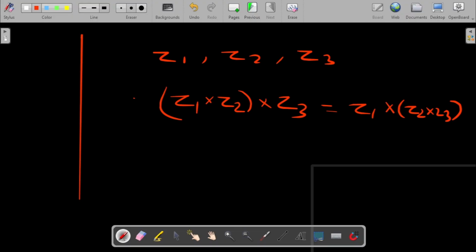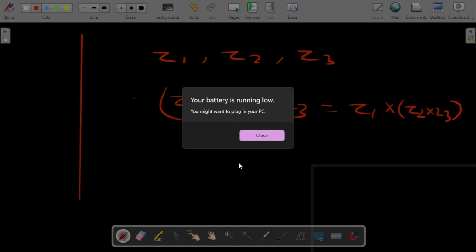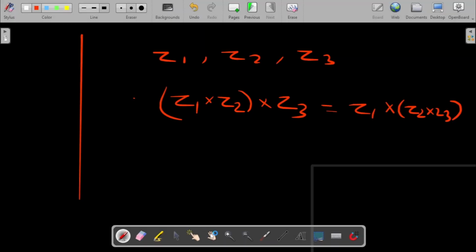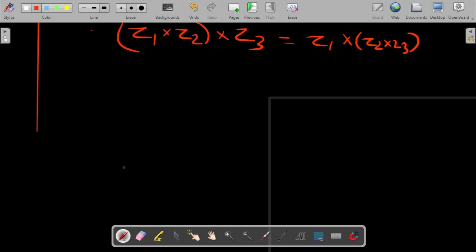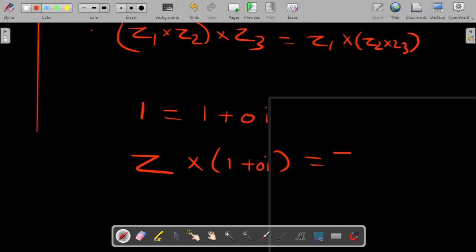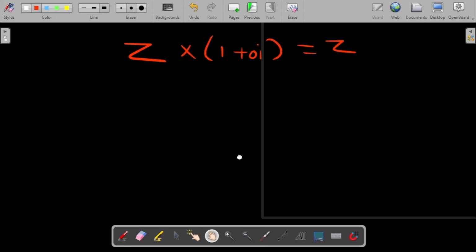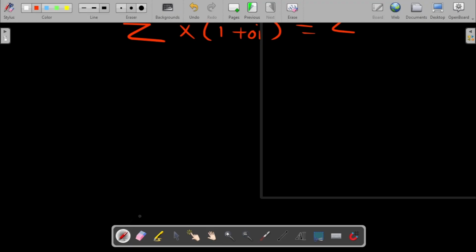And here also there exists a multiplicative identity. That is, there exists one complex number, 1, which can be written as 1 plus 0i. If I multiply it with any complex number Z, what will I get? I will get again Z. So 1 is the multiplicative identity of complex numbers. And there also exists an inverse. Existence of multiplicative inverse.